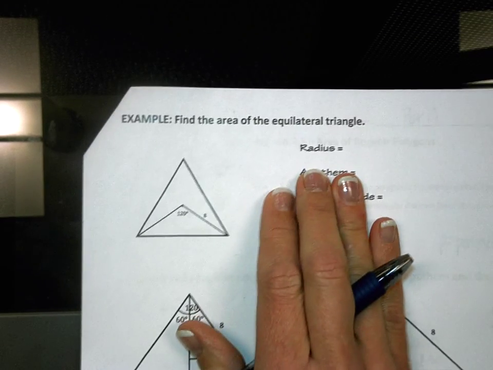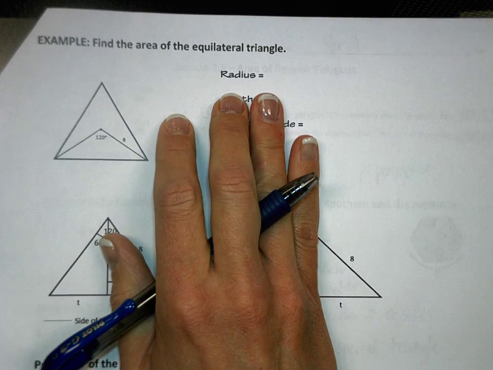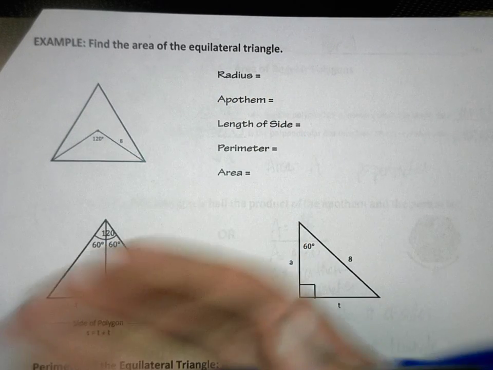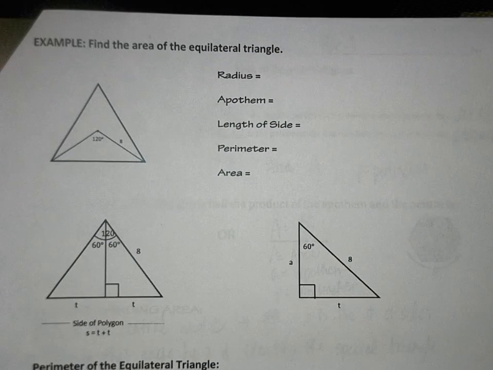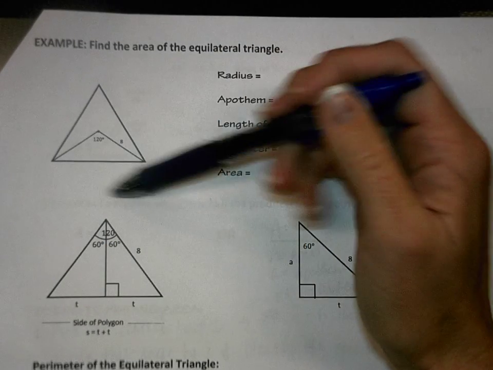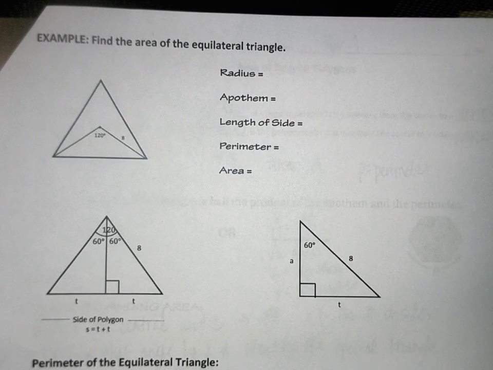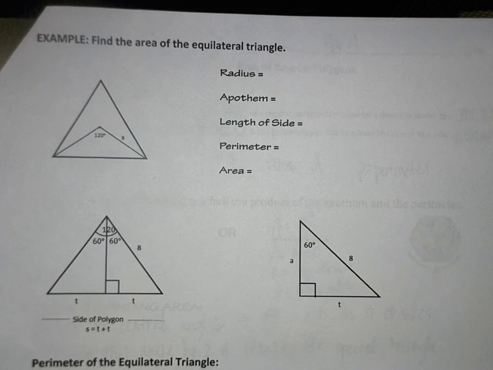Now, if we have a 90-degree triangle, that's easy. It's like your base times height. If you have the height of the triangle, you're good. But in an equilateral triangle, you can't do your base times height divided by 2 because you don't have the height. Okay? And so we are going to use that same formula that we used before.